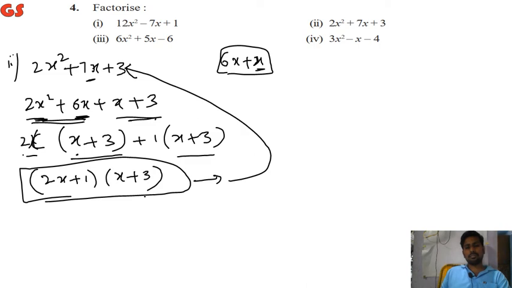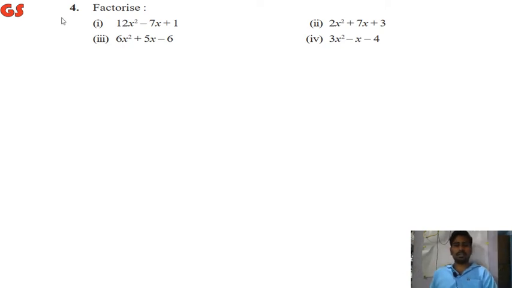Okay, so this is 2x plus 1, and x plus 3 is a factor of 2x square plus 7x plus 3. So like this we have to do. Next question, that is question number 3. See, in the third question, 6x square plus 5x minus 6 is given.